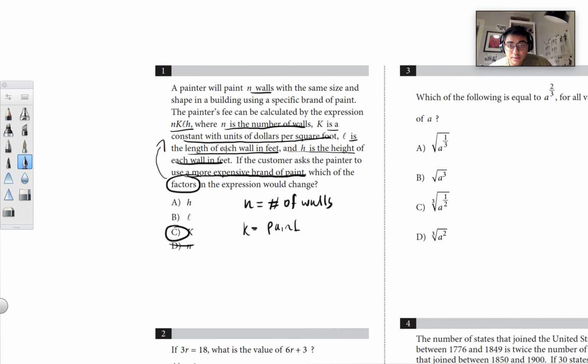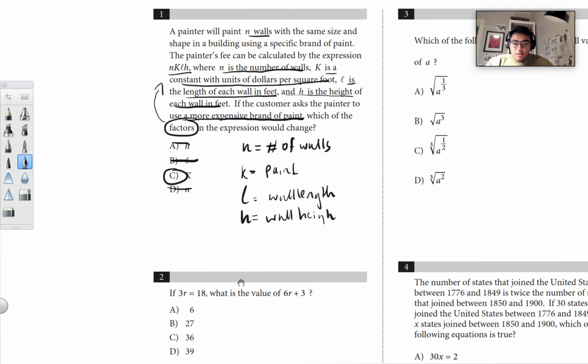L is the length of each wall in feet. L has to do with the wall again, the length this time. So it can't be that because the length of the wall is not changing. And H is the height of each wall in feet. That's the wall's height, and that's not changing either. So it has to be K.